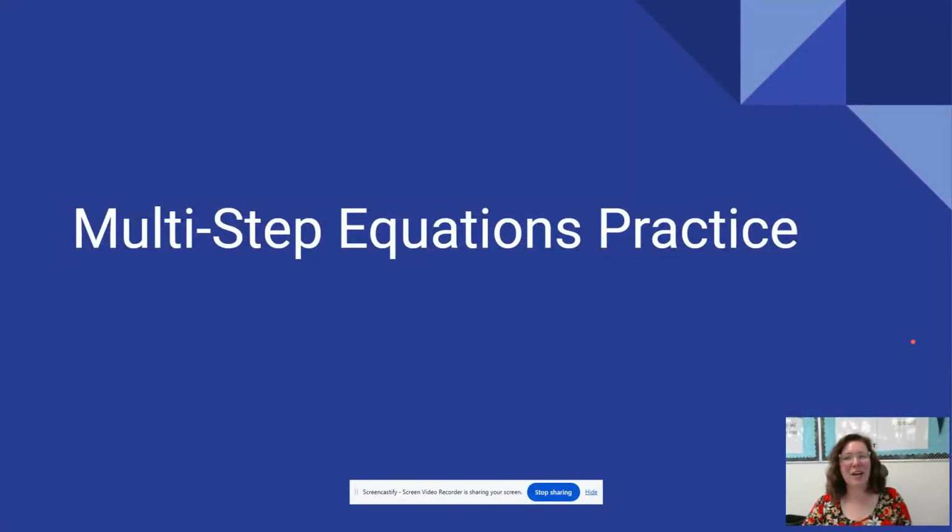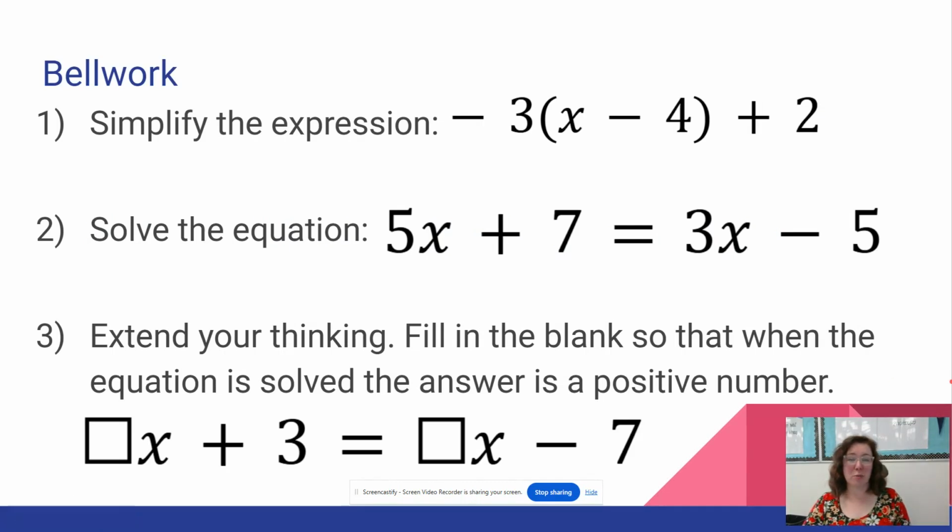Hi, today we're going to practice solving multi-step equations. So first we start with bell work. Simplify this expression. Simplify, not solve.